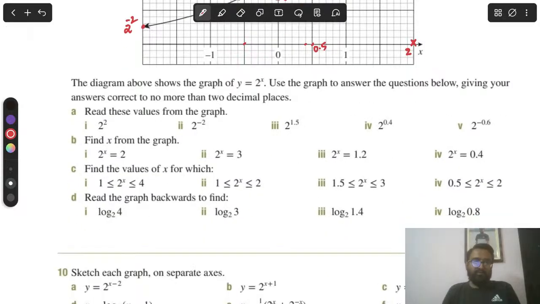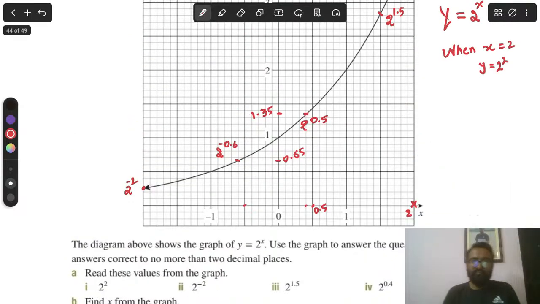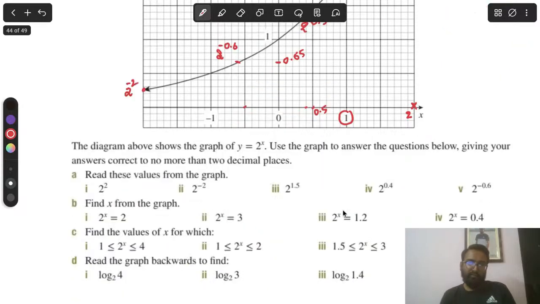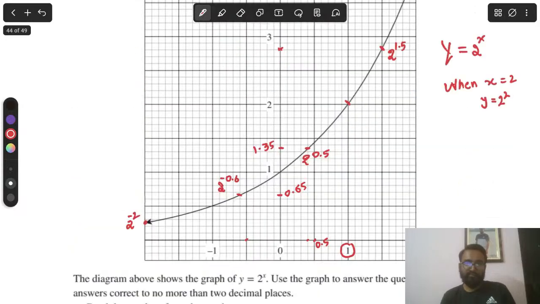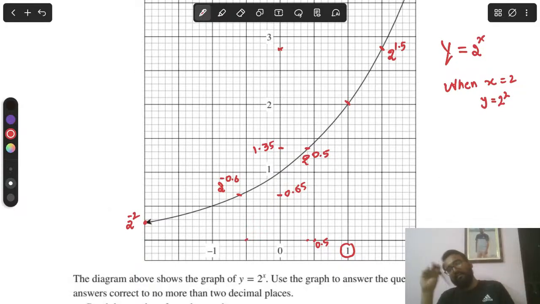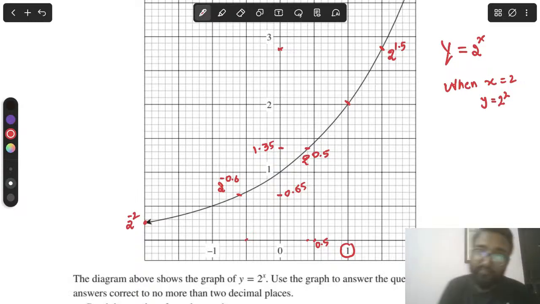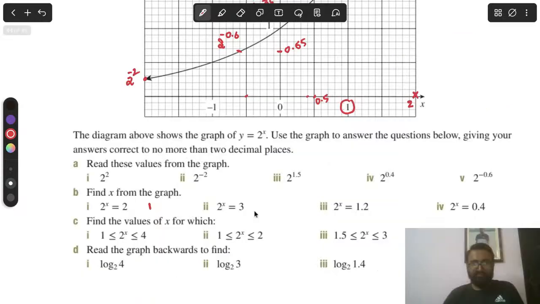Find x from the graph. 2 power x equals 2. Where the function value is 2, what is the x value? The x value is 1. So where is the x value when 2 power x is 3? Very good, 1.6. That's it.